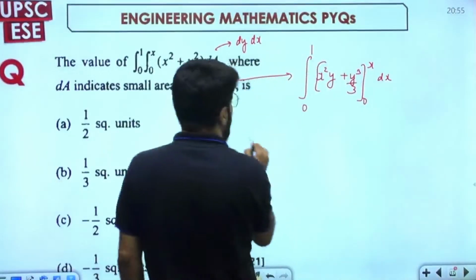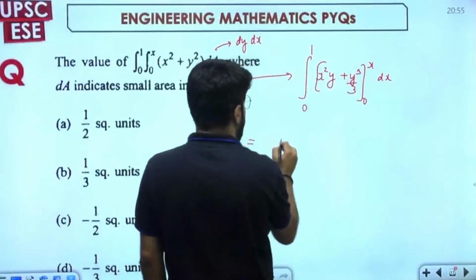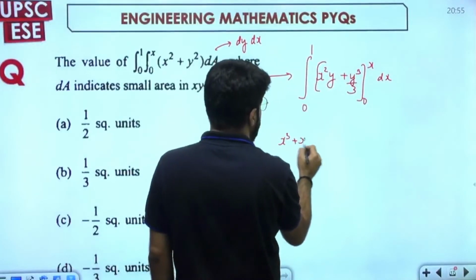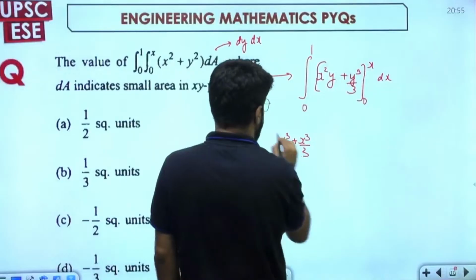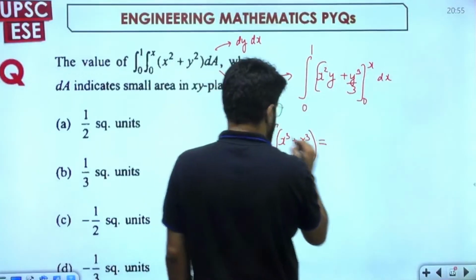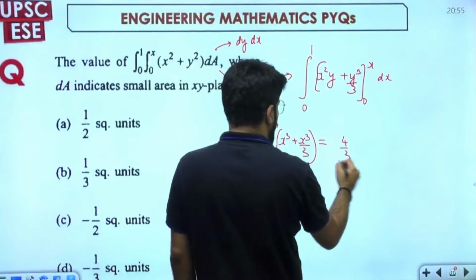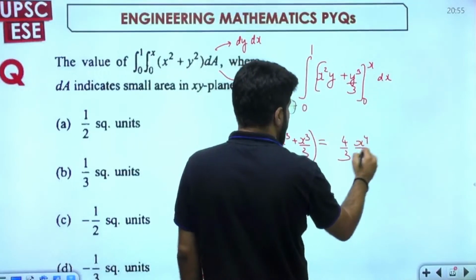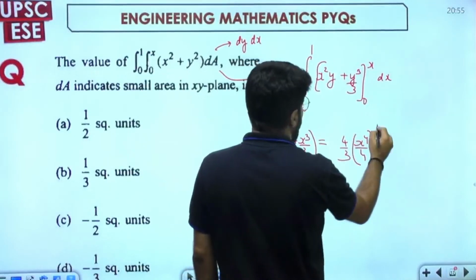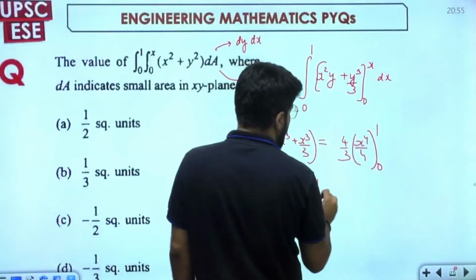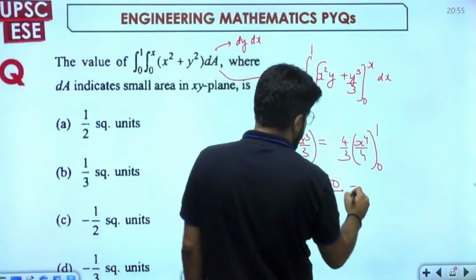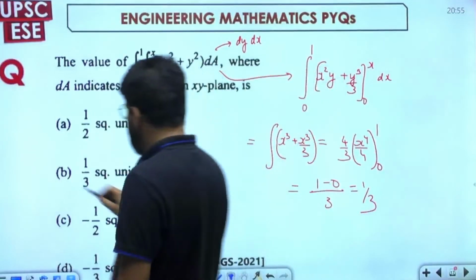Now put down the limit of y first. X square into x plus x cube by 3. Lower limit is 0, so 0 only. So 1 plus 1 by 3 gives 4 by 3, 4 by 3 x cube, integral x power 4 by 4, limit 0 to 1. 4, 4 cancel. So the answer is 1 minus 0, divided by 3. The final answer is 1 by 3. Finish. Option number B.